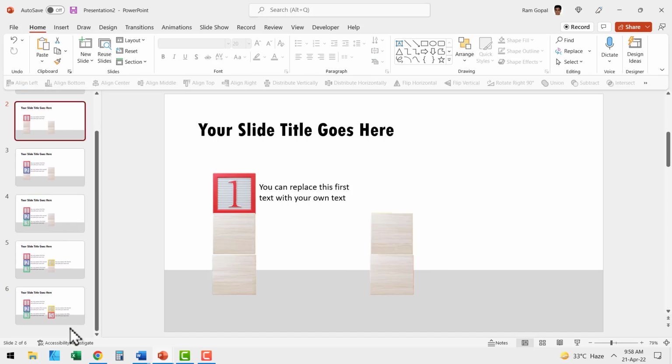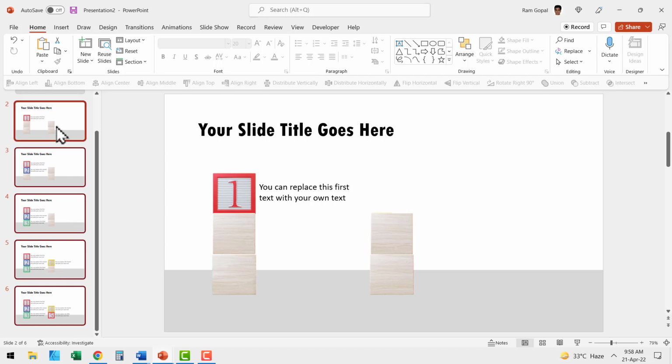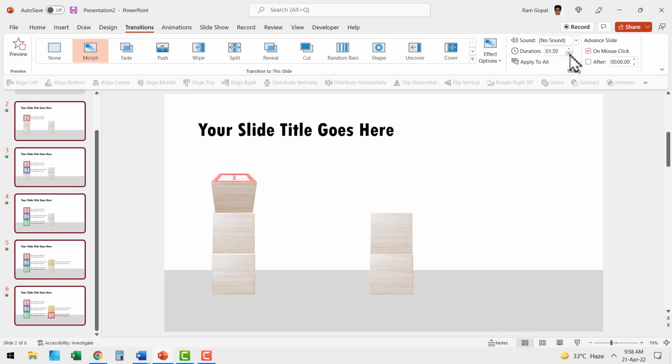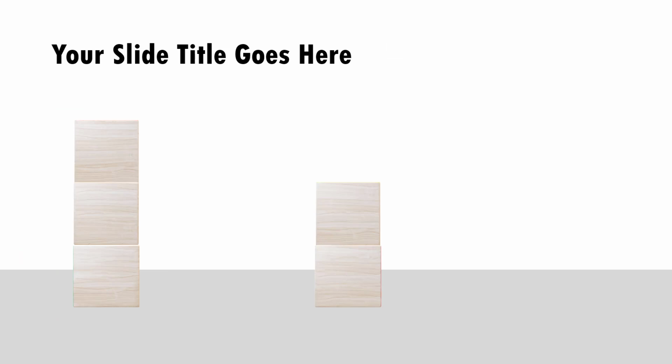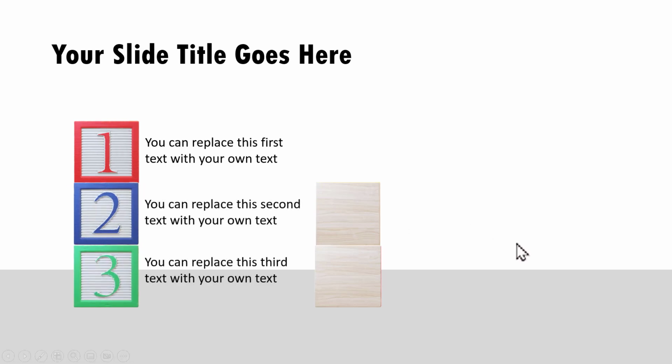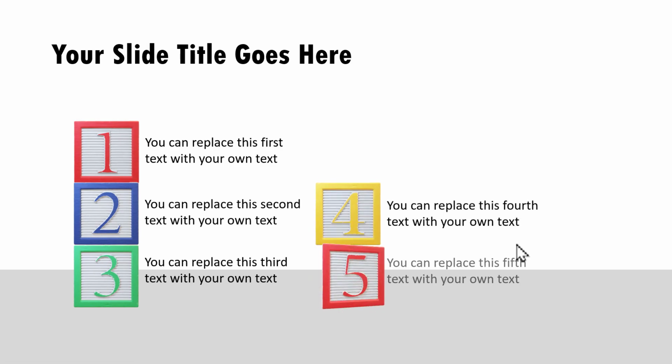Hold the shift button down and go to the last slide so we are able to select all of these. Then go to transitions, add a morph transition and reduce the duration to just 1 second for all of the slides. This is our first slide. Then on a click, we introduce our first text with the number block flipping like this. Then we have the second one, the third one, and we have the fourth and the fifth one.